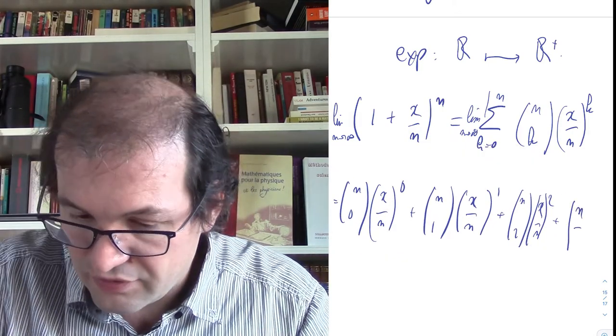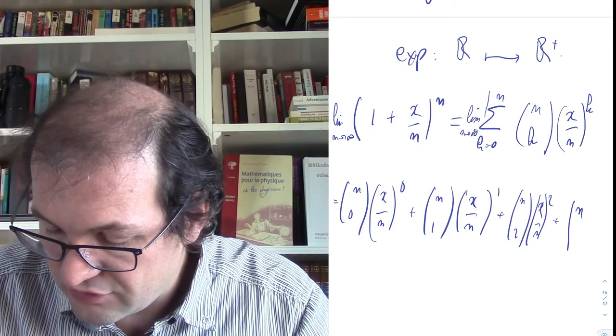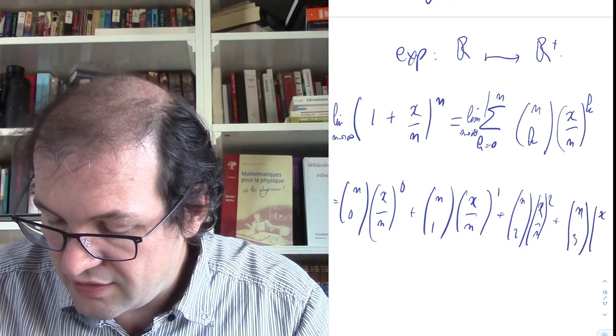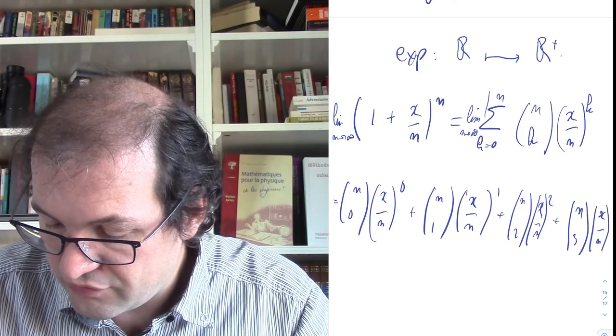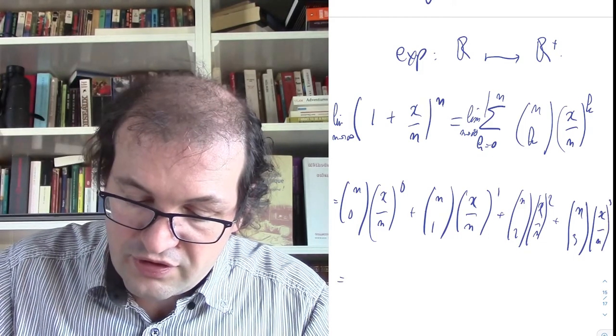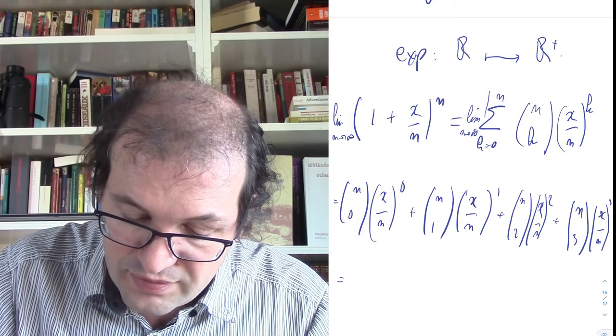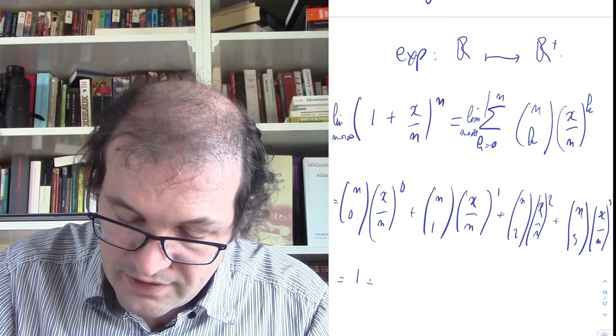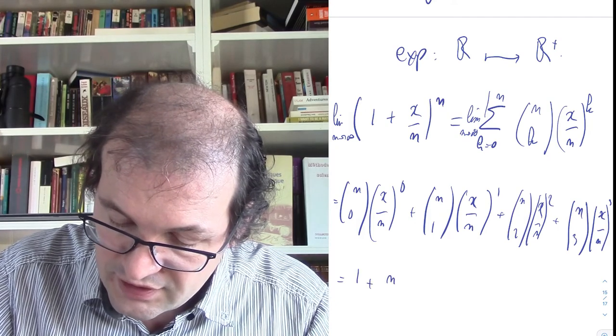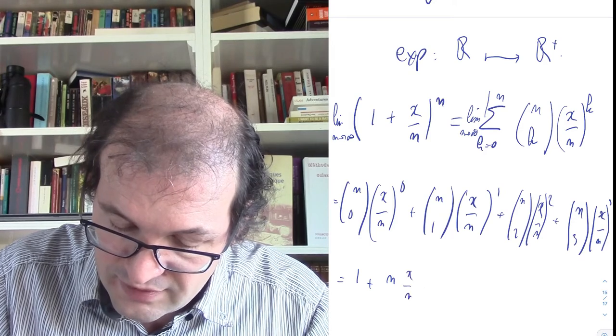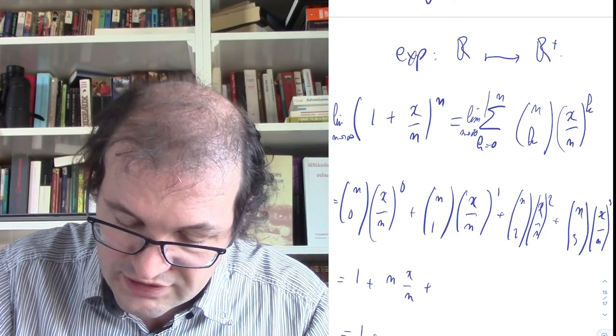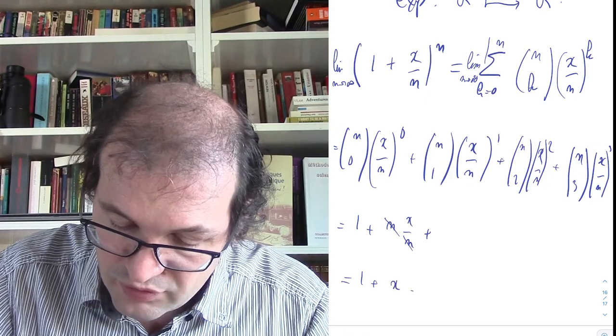Of course, I will stop at some point, just so that we get an idea of what's going on. x divided by n to the power of 3. Okay, so for k=0, the binomial coefficient is 1, and x divided by n to the power of 0 is 1. Then we've got n, and here we've got x to the n, which is also something simple. We can start to simplify it below, that's 1.